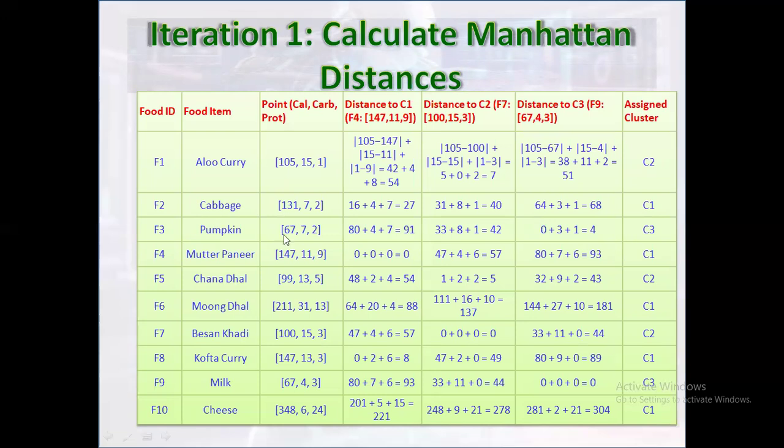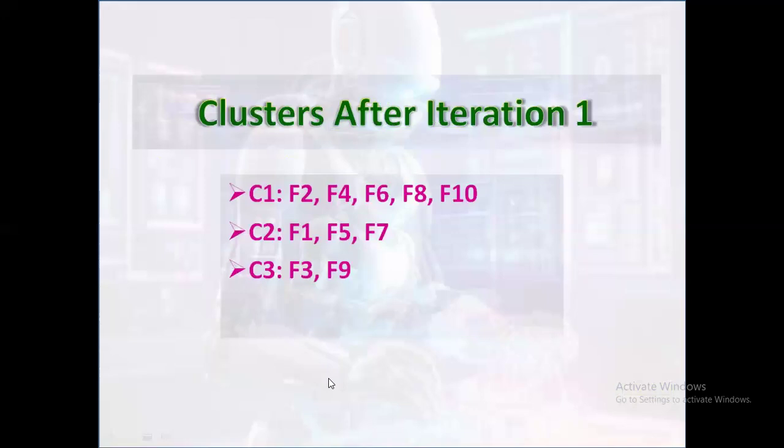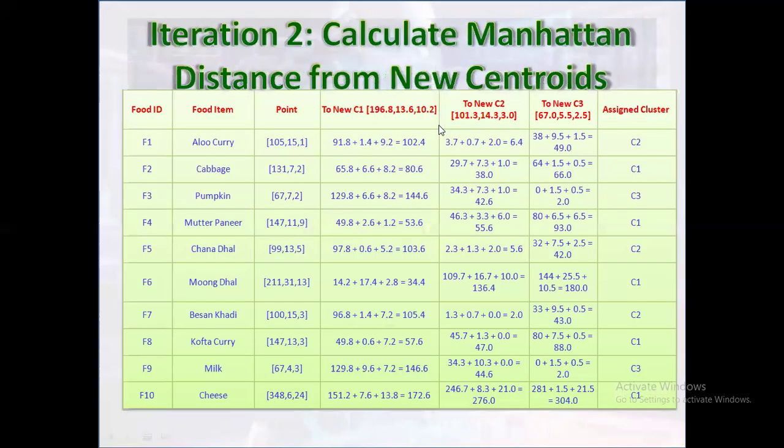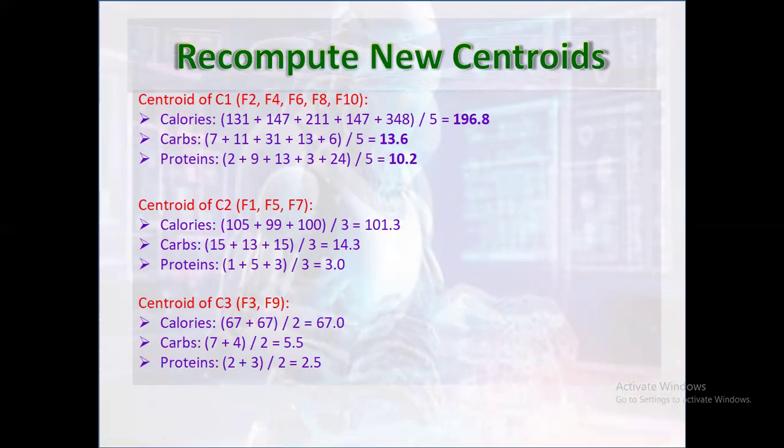F3 and F9. So (6+7)/2, (7+4)/2, and (2+3)/2. We got it, right? So 2.5, 5.5, 67. These values only we have to consider. These values we are calling the centroid.